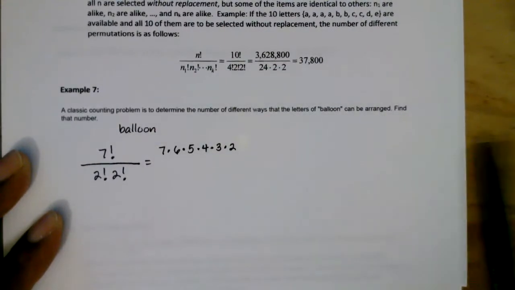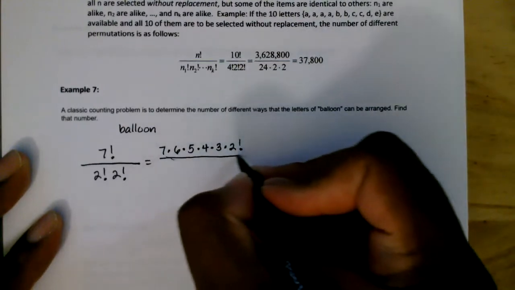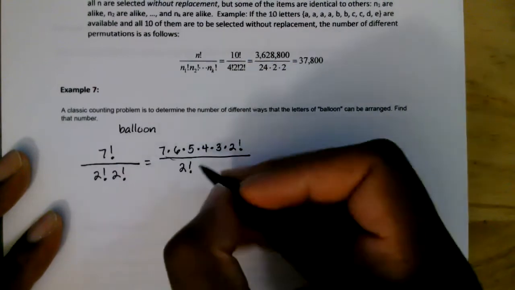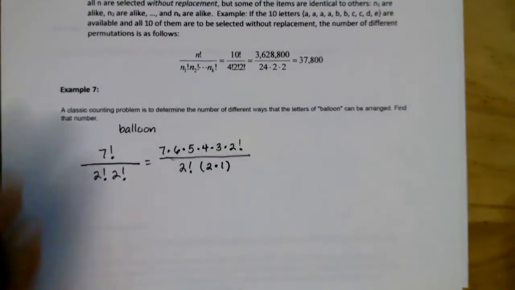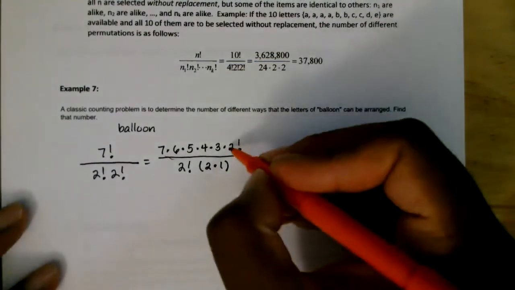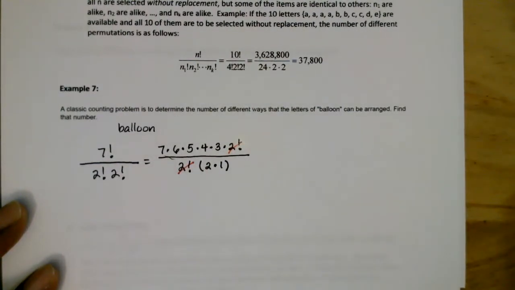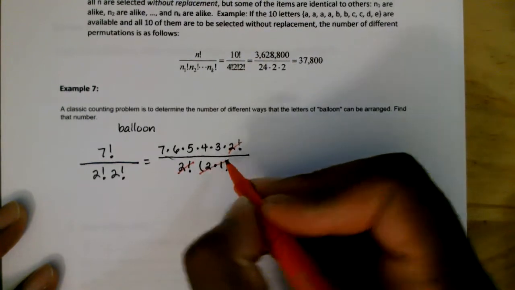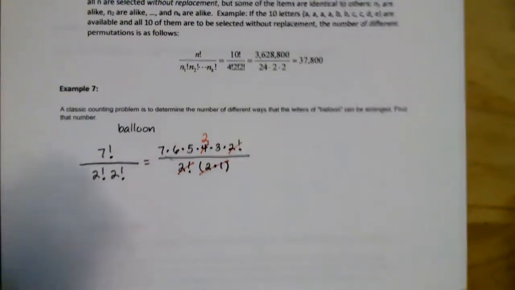Because in the denominator, I have a 2 factorial. I bring down this 2 factorial and expand 2 factorial as 2 times 1. And then I'll divide out wherever I can. I know I can divide out the 2 factorials. Let's see, 2 times 1 is 2. So this 2 can go into this 4 2 times.